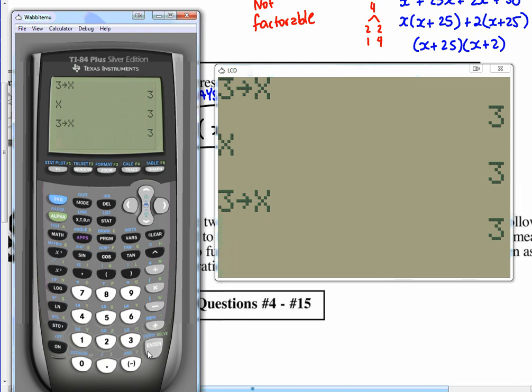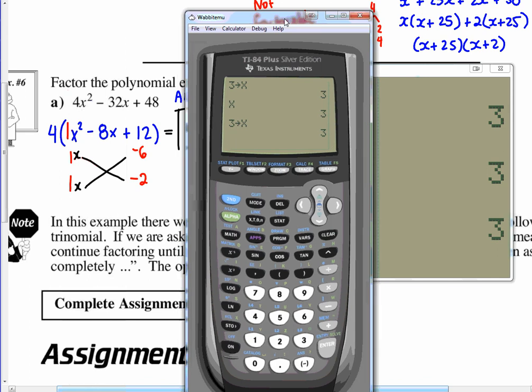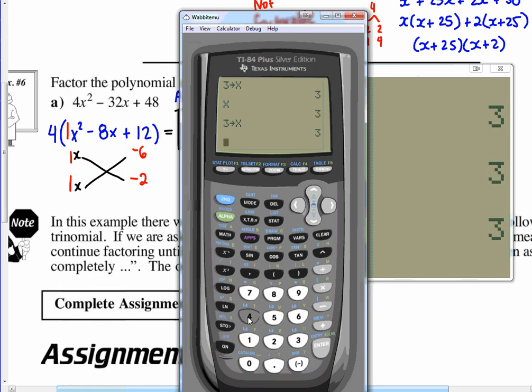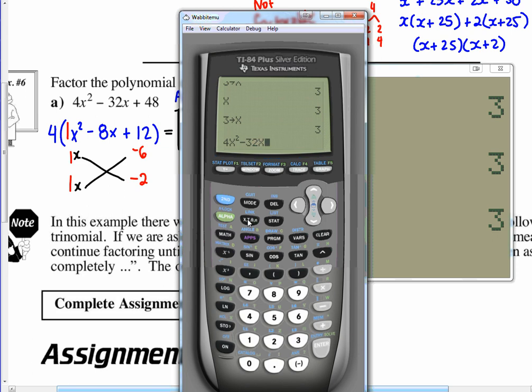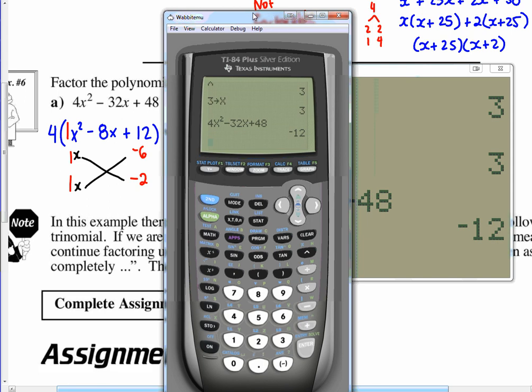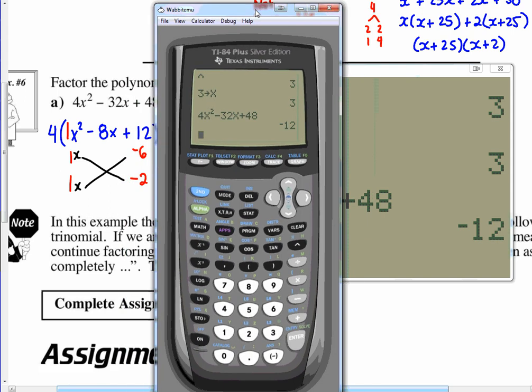Now we're going to type in the original question: 4x squared minus 32x plus 48. There are 2 ways we can do this. I'll show you. I got negative 12, depending on your number. Did you use a minus sign instead of a negative?